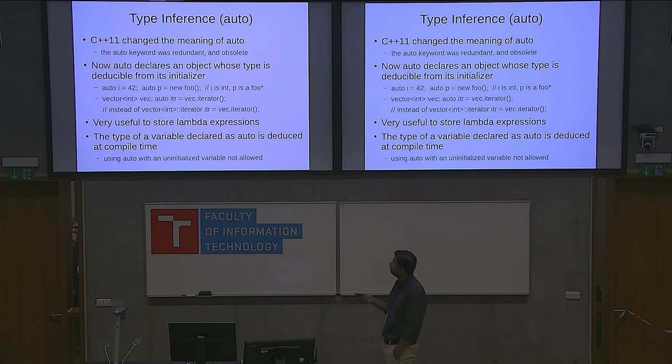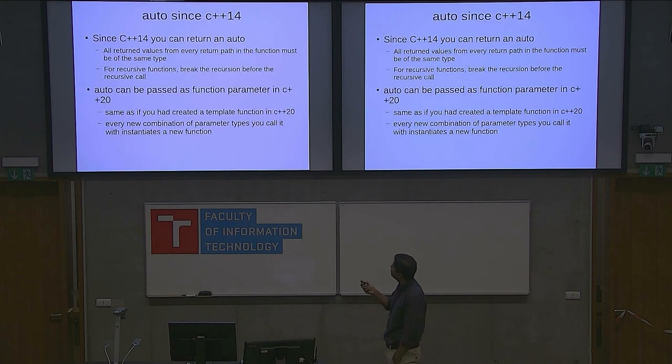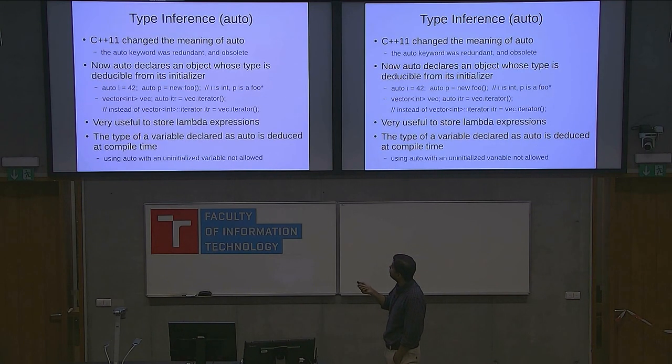So if I say auto i = 42, it is going to deduce it as an integer. Whatever it returns will be the type of p. Auto is useful for avoiding long types. So I can just say auto iterator, and it will figure out the type of the iterator. Very useful to store lambda expressions. And like I said, it's a compile time thing.